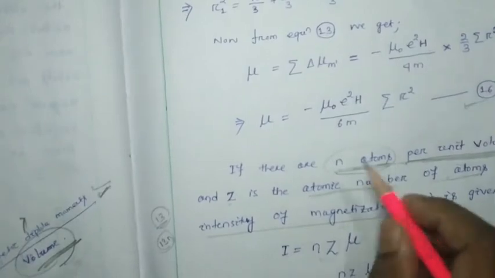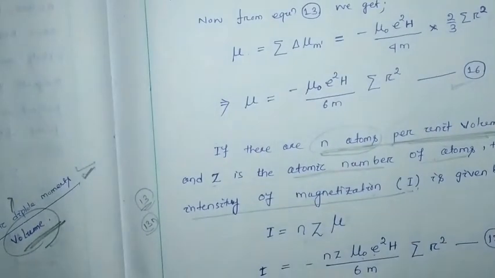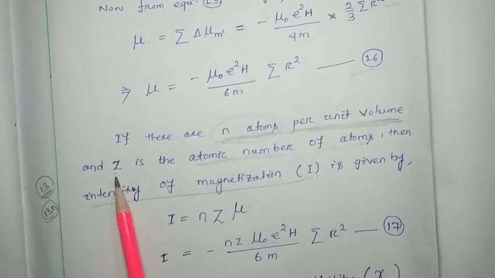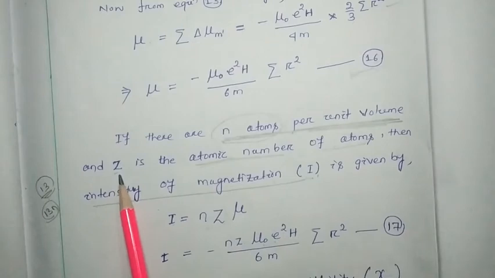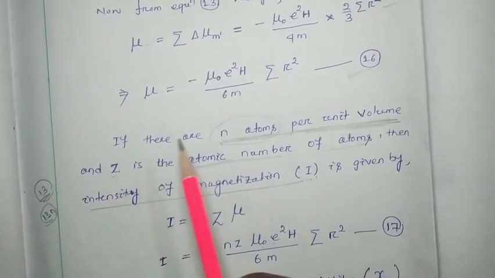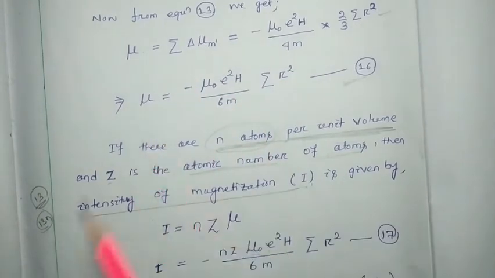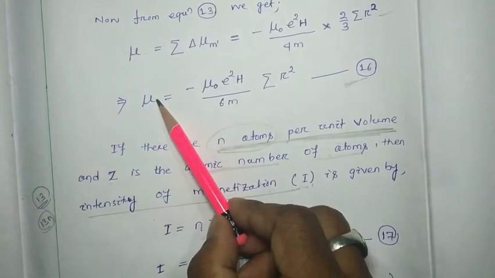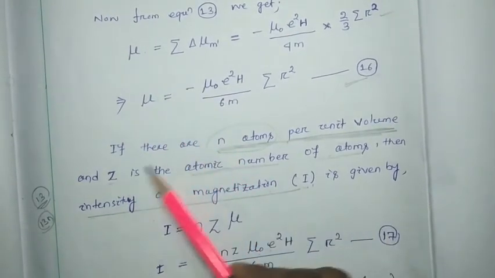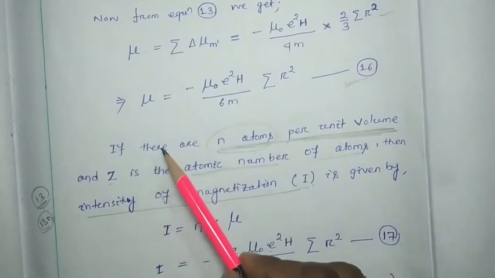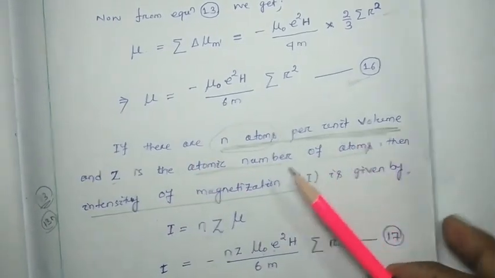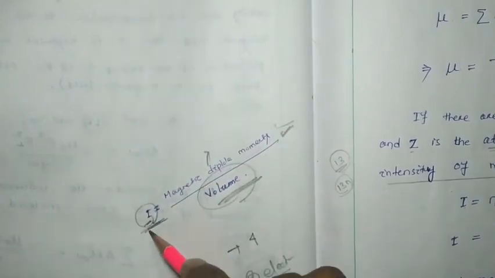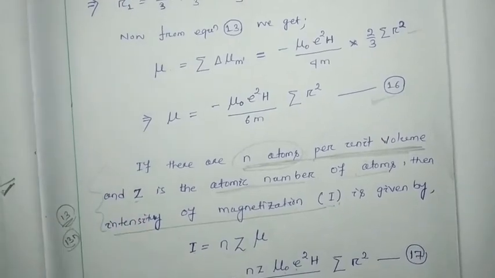N atoms, and each atom has Z electrons, because Z is the atomic number. Each electron has the magnetic dipole moment, this one, so the total magnetic dipole moment will be Z into N into this one. But this total magnetic dipole moment we get per unit volume. So the net magnetic dipole moment per unit volume is called I.